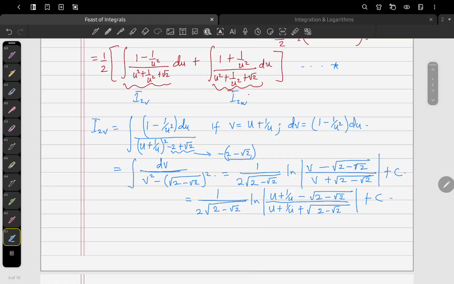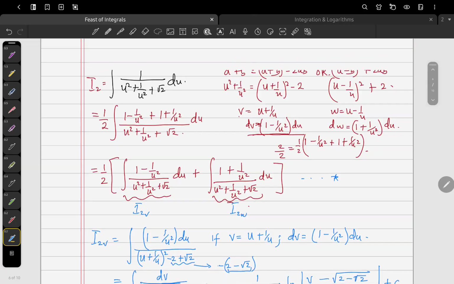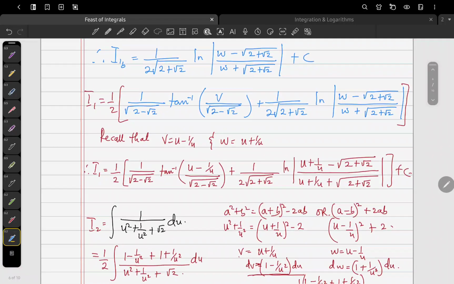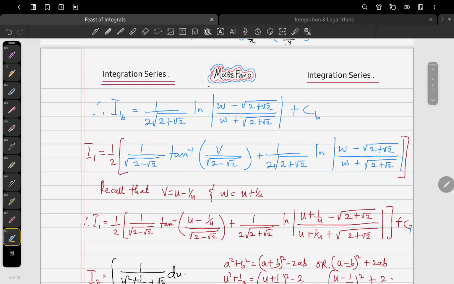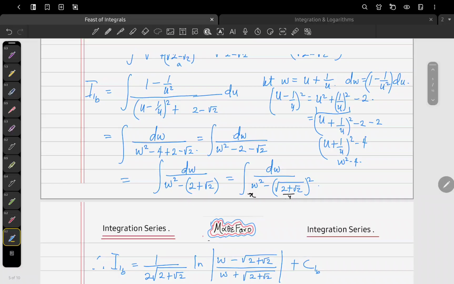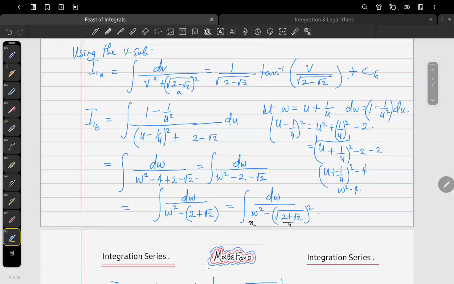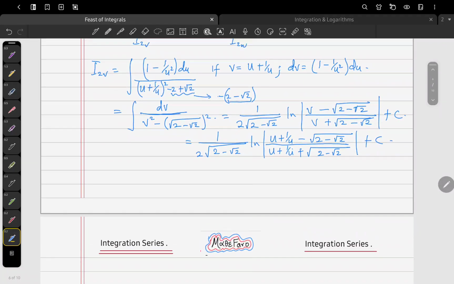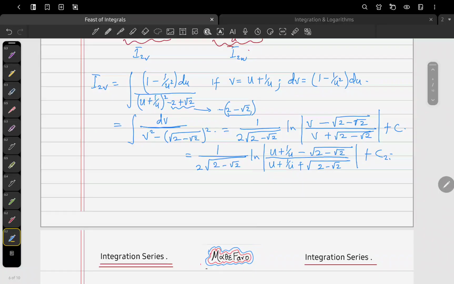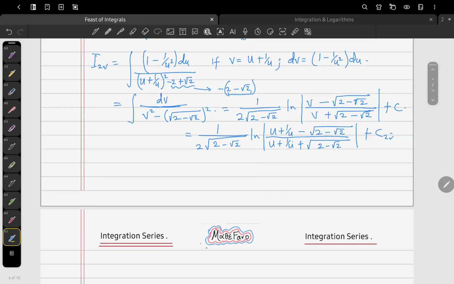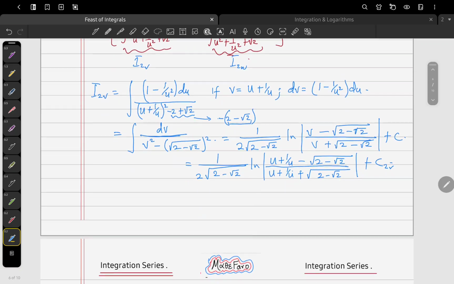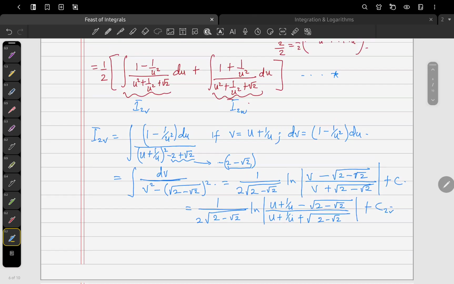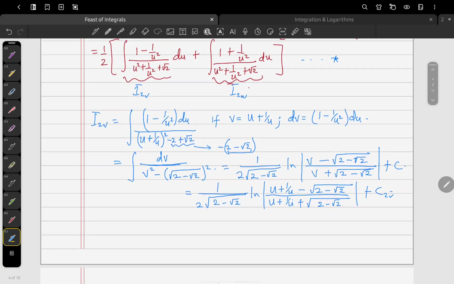I should have been changing the c's as I'm going. So maybe this is C1, maybe this one is C1b, C1a, and so on and so forth. That doesn't really matter. This is C2v. Eventually all of them will collapse into the big C. Then I2w, so let me squeeze it here.